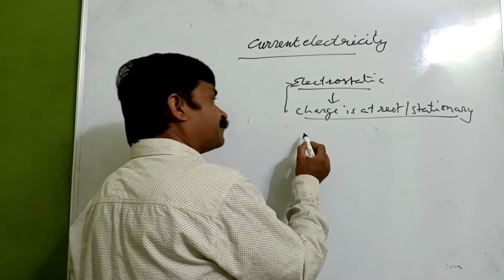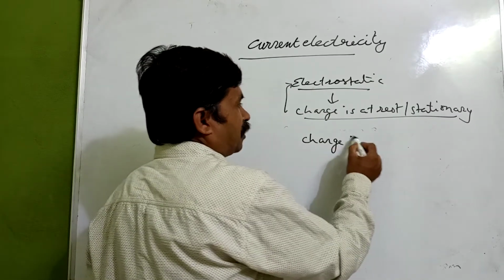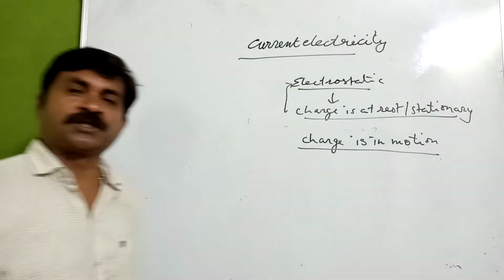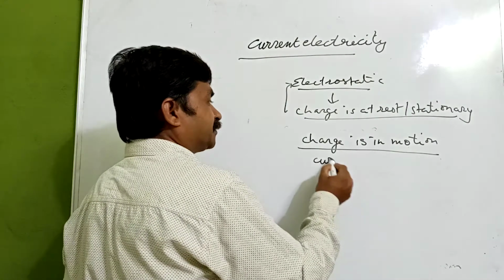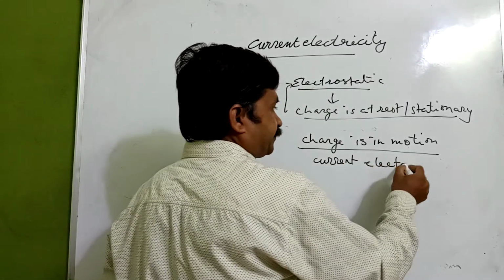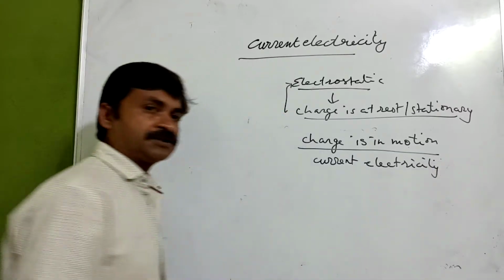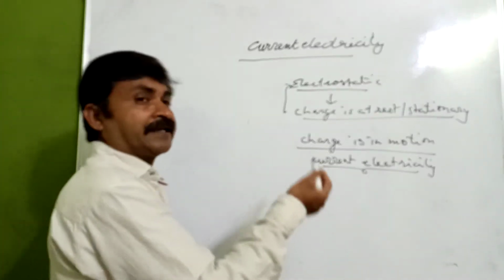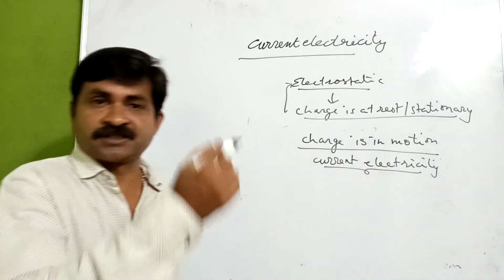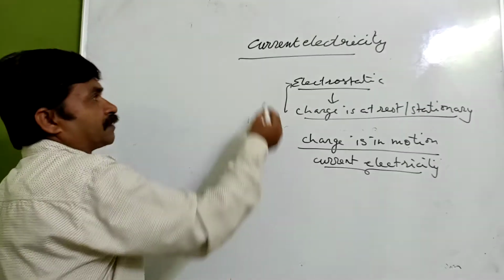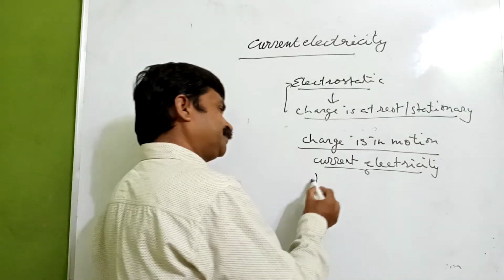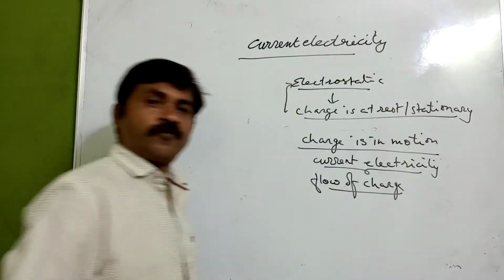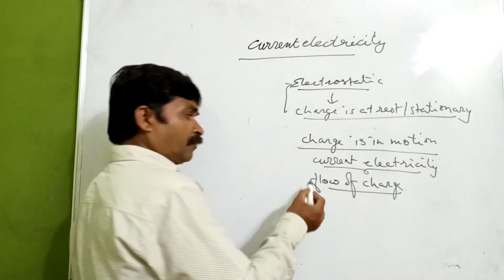Now, if charge is in motion, so when the charge is in motion, it is going to be the current electricity. The motion of charge is going to be the current electricity. It is related with dynamics of charge which is in motion. So in this chapter we are going to discuss the flow of charge.